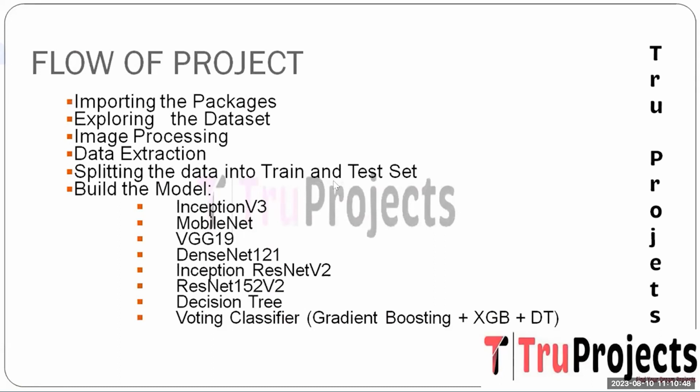The next step is splitting the data into the train and test sets. The dataset is divided into training and testing subsets. The training set is used to teach the model to recognize the patterns, while the testing set assesses how well the model generalizes to new unseen data. The next one is building the model. Here various models are built.